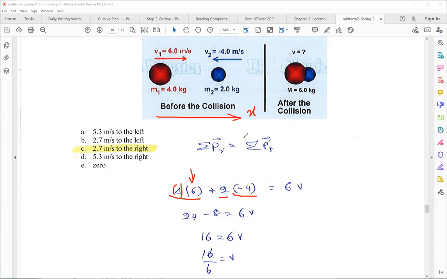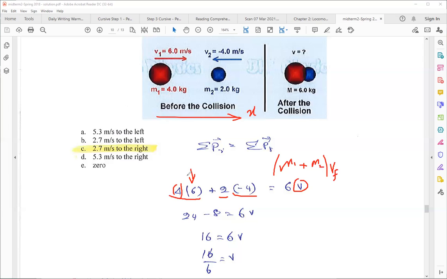So whatever moves right will be taken as positive, whatever moves left will be taken as negative. Here the negative 4 means the object is moving left. And it's equal to the total mass, m1 plus m2, times v final. That's what we have. We're just calling it v here for short, instead of v final.